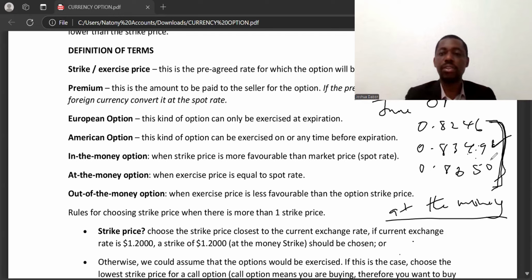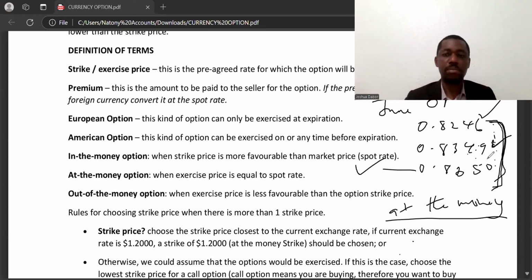So in this situation, if I don't have at the money strike price, if it is a call option, if I'm buying, which price is lower here, I will go with this amount here because it is the lowest among the three. But if it is a put option, if I'm selling, I want to sell at the highest amount. Therefore, I will go with this, which is the highest among the three. So before you make the decision, you have to take into consideration the option costs, which is the premium.